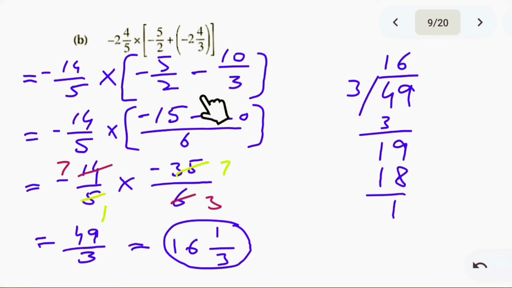And then we will find the LCM of only the terms in the bracket, because first we have to solve the bracket. So the LCM of 3 and 2 is 6, and then simplifying as we have learned earlier, we get minus 35 over 6. That minus 35 over 6 is multiplied with minus 14 over 5, and then we will cancel or simplify them and get our answer.